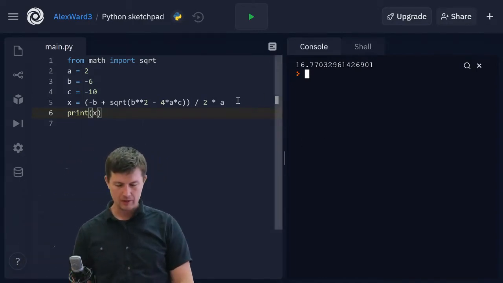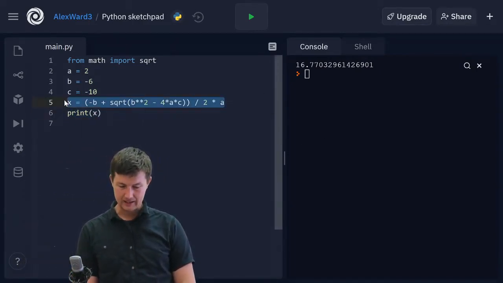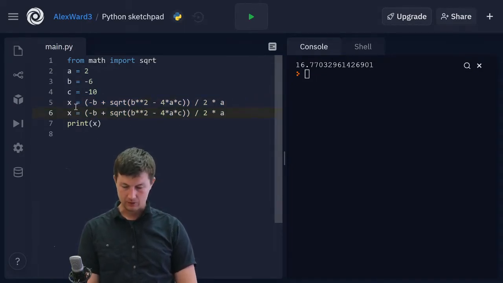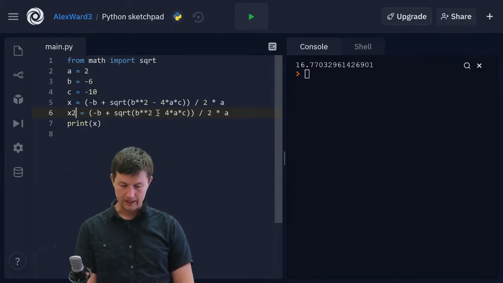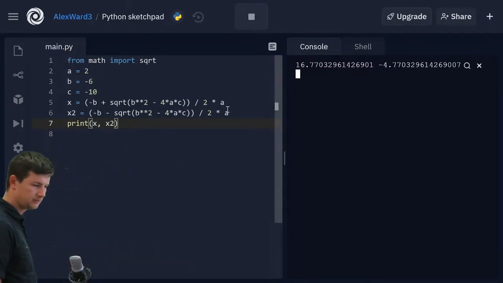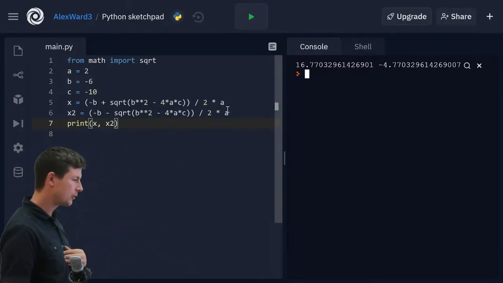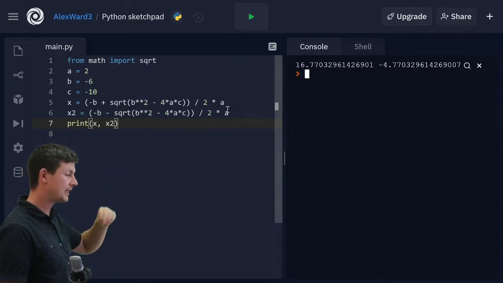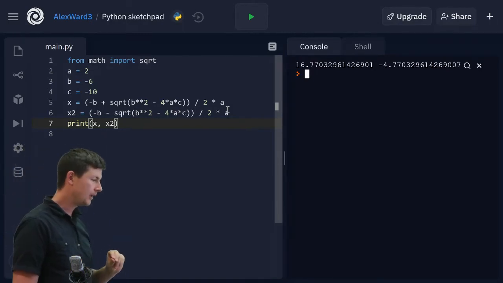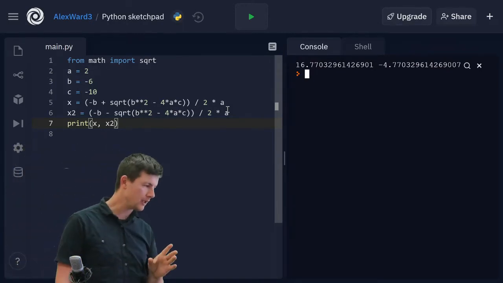Well, it's the case where we added that square root. So copy that. Let's call it x2. And let's say negative. Print x and x2. There we go. I have both solutions. So one's quite positive, one's a little bit negative, but we've found both places where x is equal to 0.